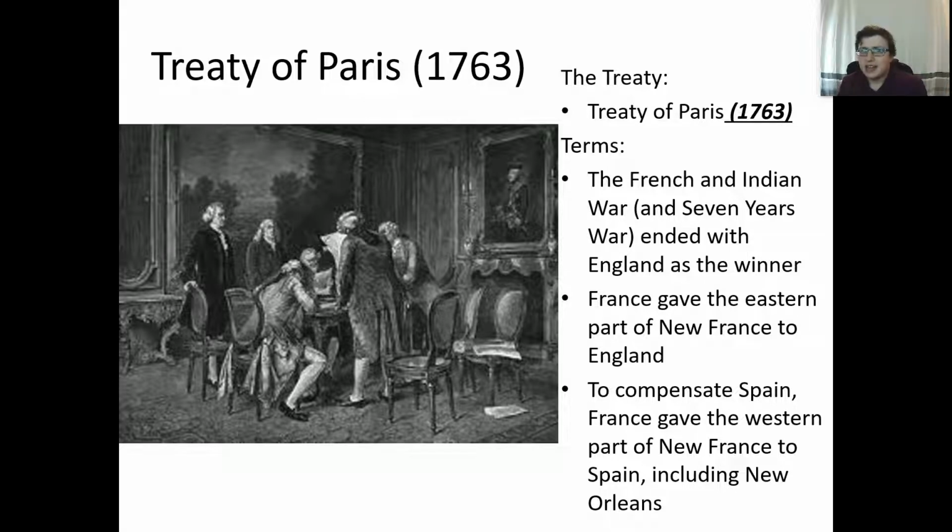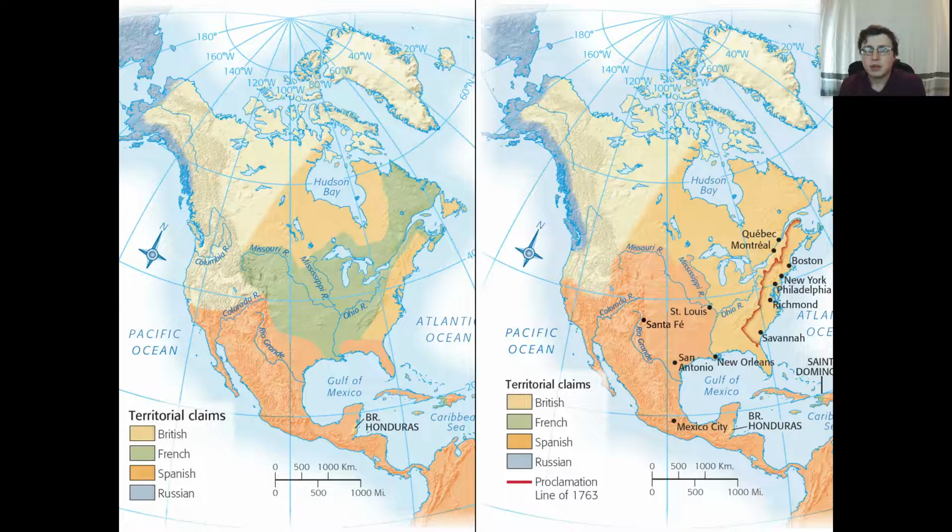It will give all of the land to the east of the Mississippi River to the English, and would give all of the land of New France to the west of the Mississippi River to Spain. This would include the port city of New Orleans. Looking at the map, you can see exactly how this would play out. The Mississippi River is now going to be the main barricade between the English American colonies and the Spanish side of the Americas. The only part that we do need to pay attention to is down in Florida.